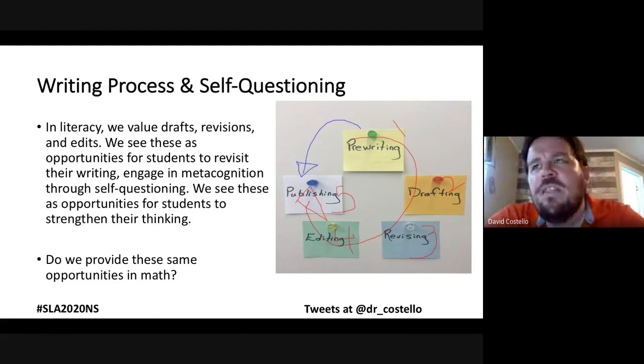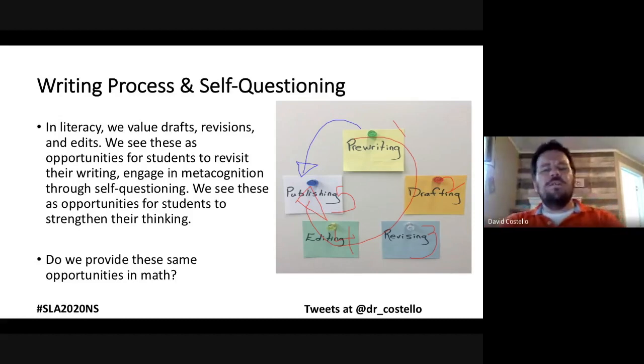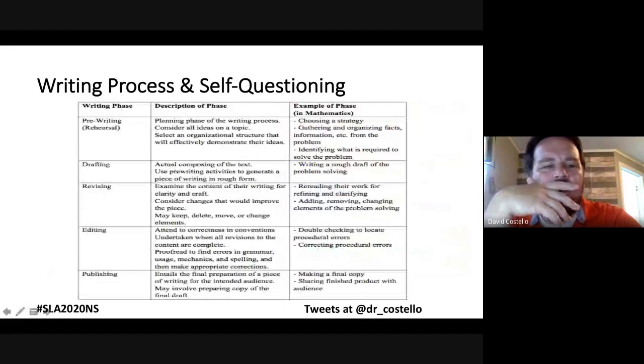we lose what their thinking points are, and when they've made any alterations to their plan, we lose that. So are we valuing all this process in math, or do we just go from the pre-write to the publishing? And then here would be an example of those 5 stages in the writing process, and what it would look like in terms of math.